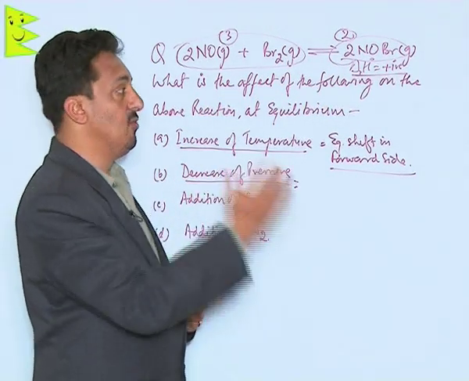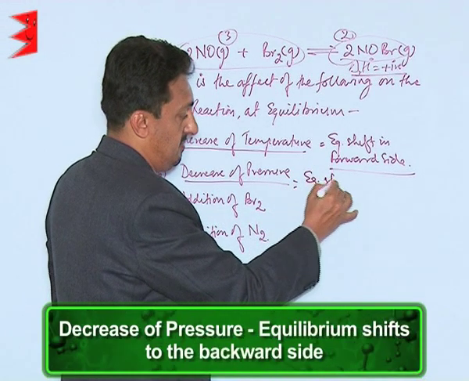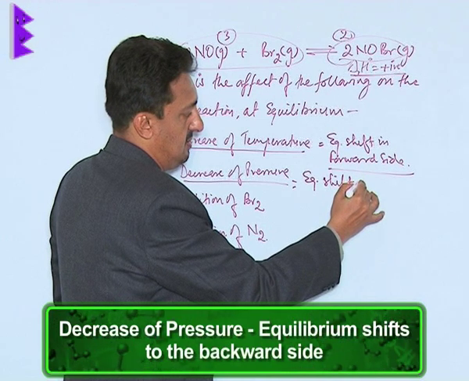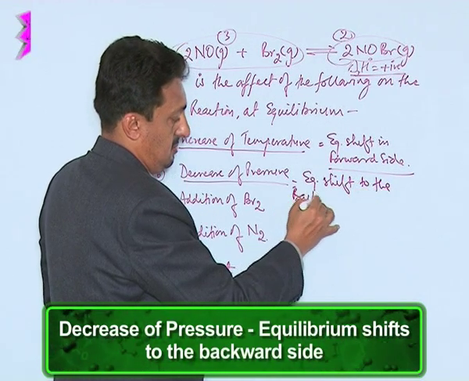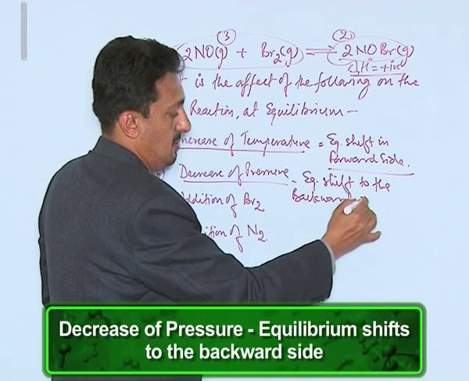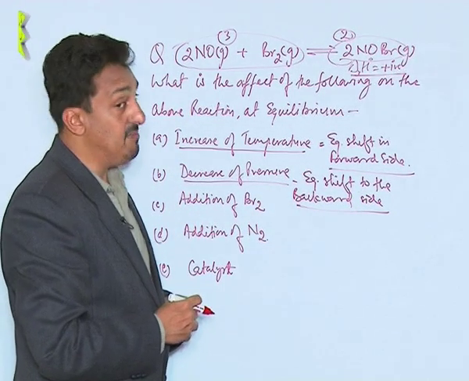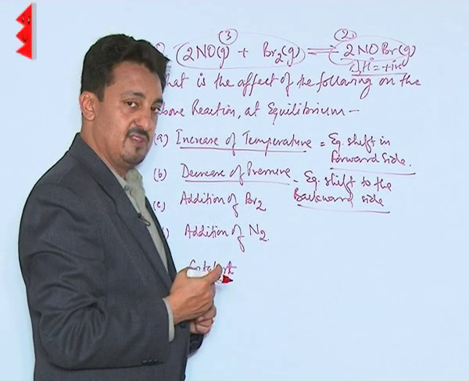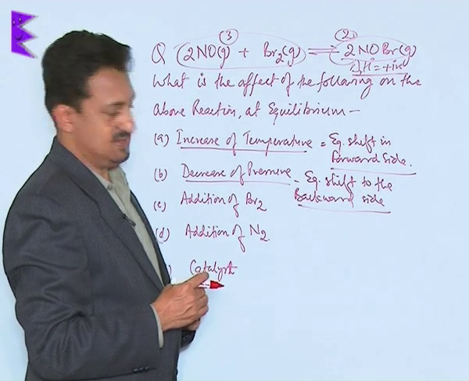So the system will move back. So what will happen is equilibrium shifts to the backward side. Rate of backward reaction gets increased. Why? Because the decrease in the pressure favors moving the system to the side which contains a greater number of moles of the gaseous substances.